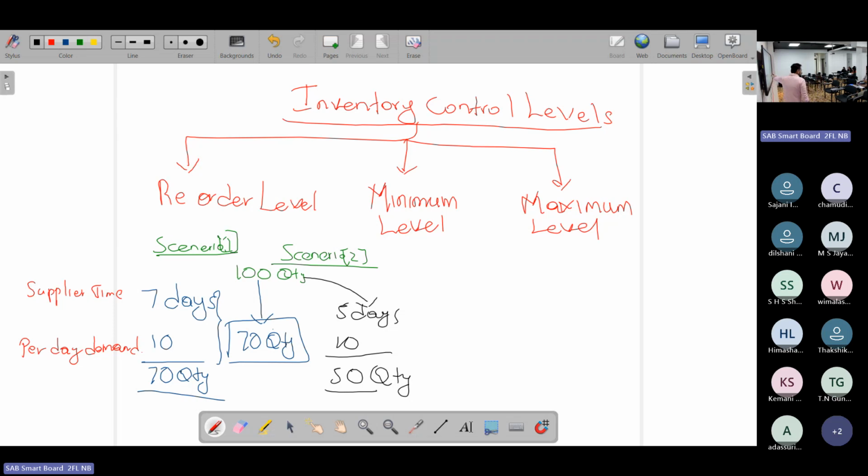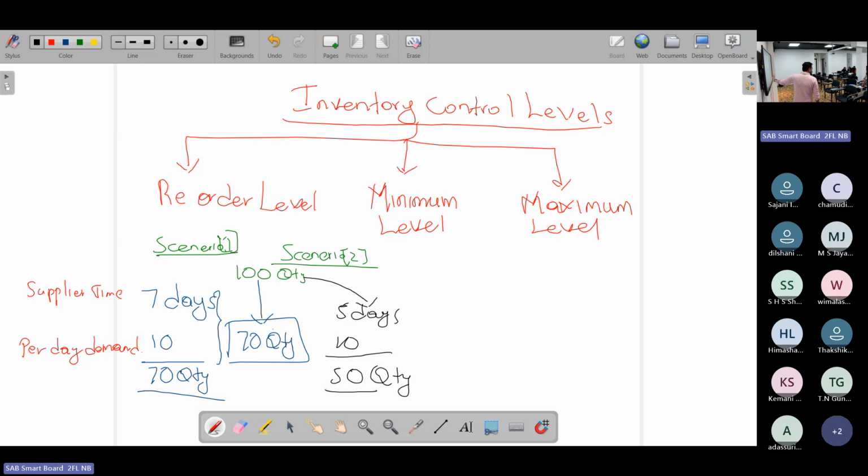In scenario 2, your supply will take only 5 days. Then in order to fulfill those 5 days demand, you need only 50. Then if your stock reaches 50, you should put fresh orders. Okay. Don't confuse with other concepts.